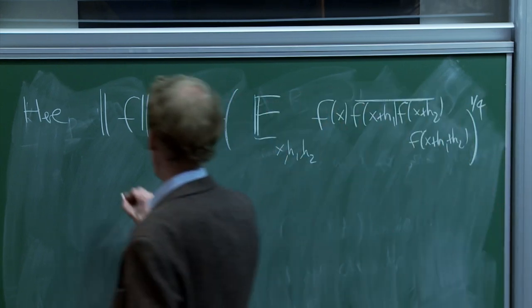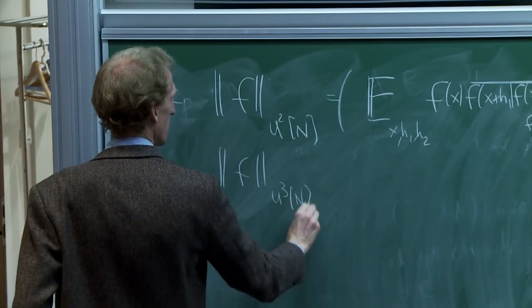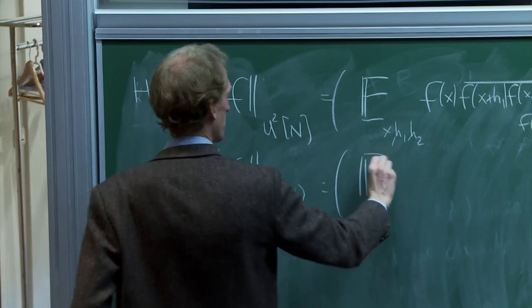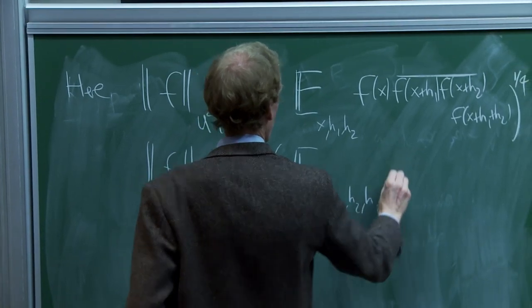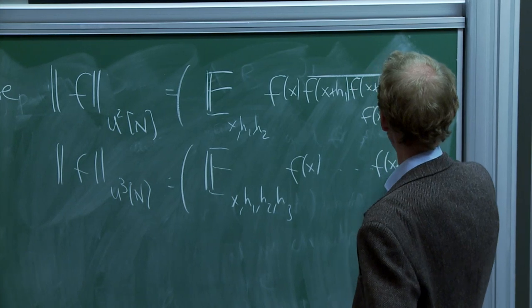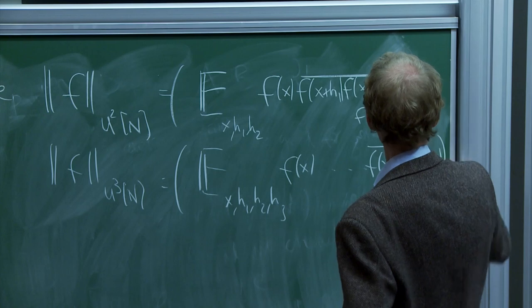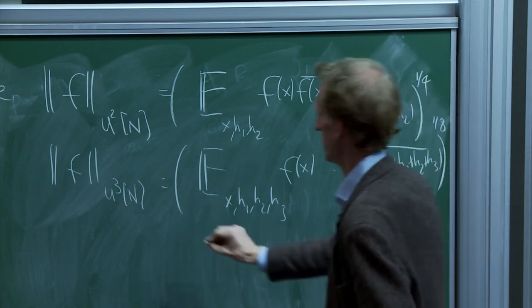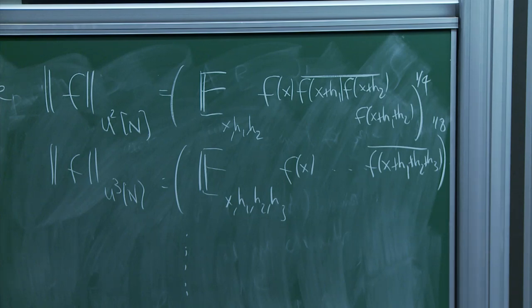And then the U3 norm is the same thing, but generalized in an obvious way to three dimensions, h1, h2, h3, f of x. So three-dimensional, all to the power 1 over 8. And then the sequence continues in a pretty natural way. But it's not obvious that they're norms. Again, I may sketch the proof of that later.